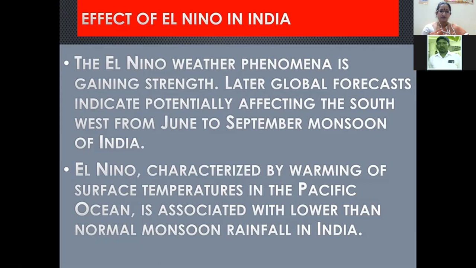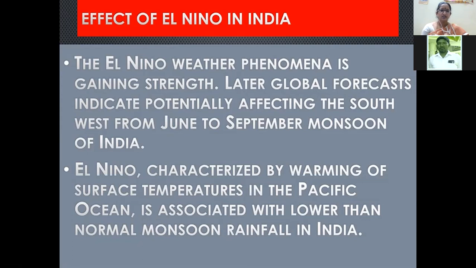It is associated with lower than normal rainfall. How much ever we have to receive, we are not able to receive because of this El Nino weather. So it is affecting us. So what happens when the rainfall is less? Probably it leads to drought or famine.